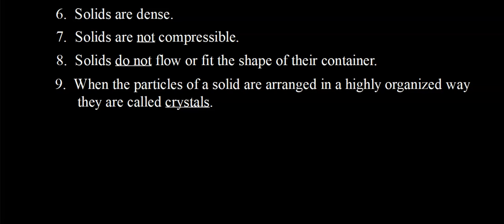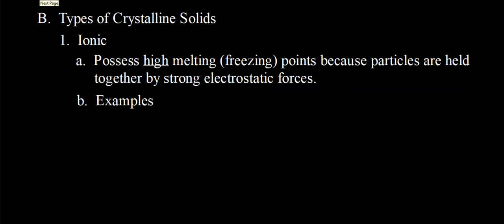When the particles of a solid are arranged in a highly organized way, they are known as crystals or crystalline solids. We can see that just below in the next section, crystalline solids. There are 4 types of crystalline solids. I'm going to go into a little bit more detail than what's in the notes here, so make sure you add that. They are called ionic, molecular, metallic, and covalent network solids. Let's start with ionic.